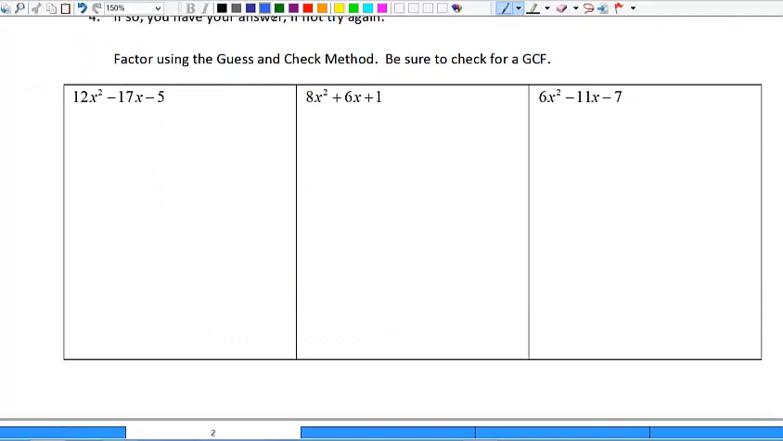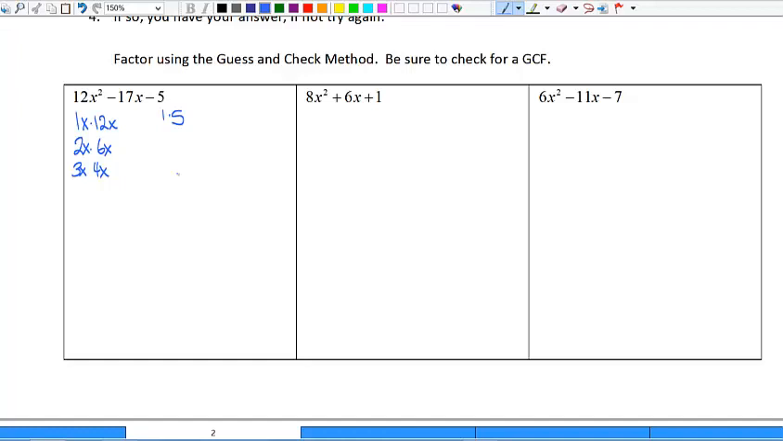So on the first problem, there is no GCF. So I'm going to go straight to step 1, which says list all the factors of A. The factors of A could be 1x times 12x. It could be 2x times 6x. Or 3x times 4x. Those are the only ways we can get to 12. List the factors of C. Well, the only way to get to 5 is 1 times 5. Yay, I love that there's only one choice there. That's going to make my problem a whole lot easier when I'm guessing and checking.